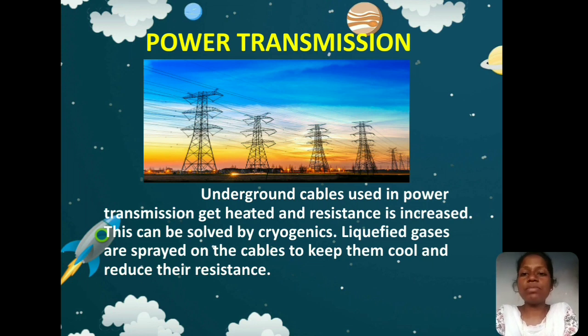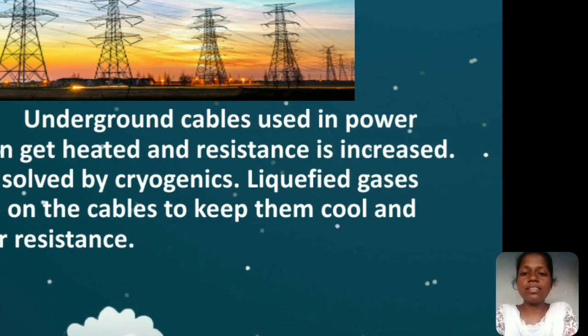Then power transmission. Through underground cables, we use cryogenic liquids in power transmission. Cables get heated and resistance increases. This can be solved by cryogenics. Liquefied gases are sprayed on the cables to keep them cool and reduce their resistance.